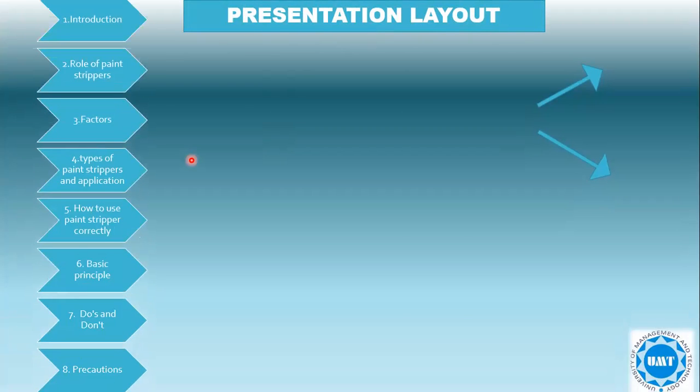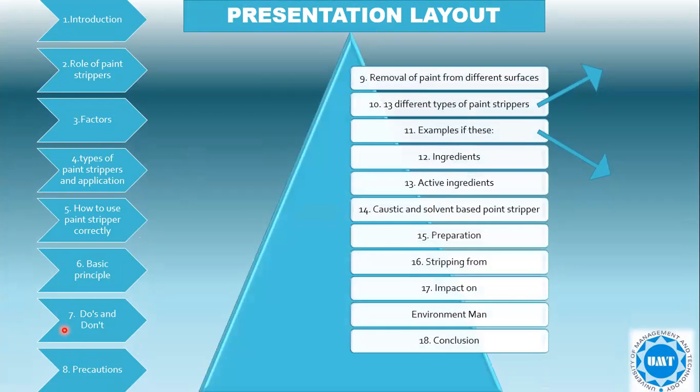So first I'm going to talk about its introduction, the role of paint strippers, factors, types of paint strippers and how they are applied on the surface and how they can remove the paint, how to use the paint stripper correctly, the basic principle of paint strippers, what we do and what we don't do with paint strippers, what the precautionary measures are, removal of paint from different surfaces, from the wood or the brick.